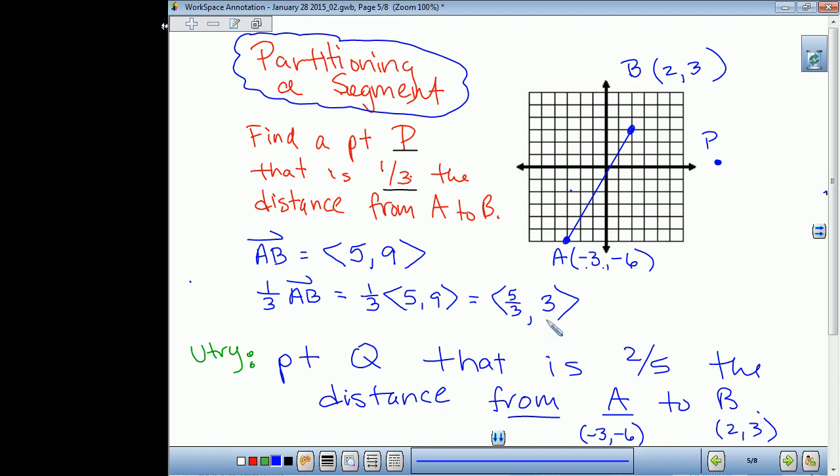So from point A, we want to follow this vector. Now what do we do to find that point? All we do is A plus that vector should give us that point P, shouldn't it? Yeah. So A was the point -3, -6. The 1/3 AB vector is 5/3, 3.